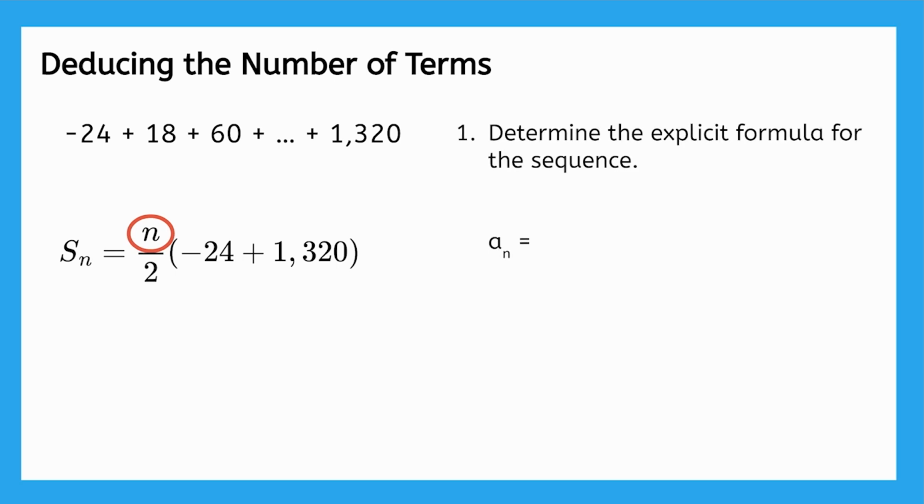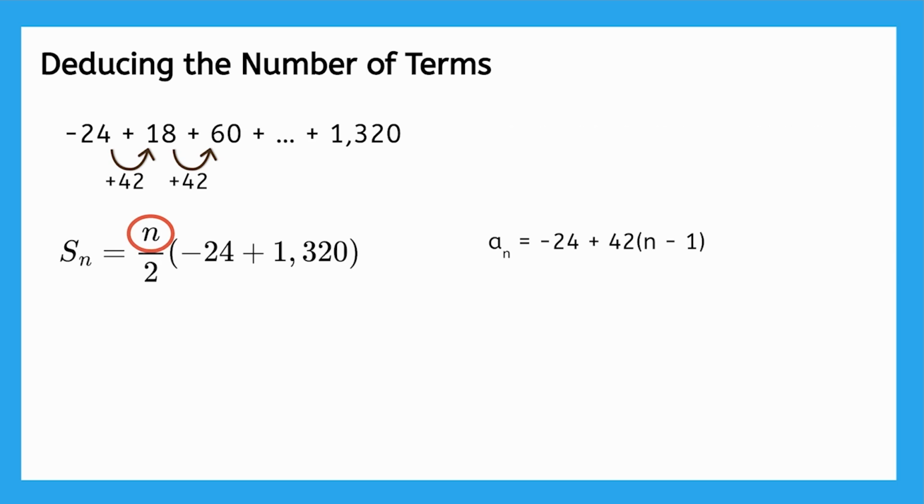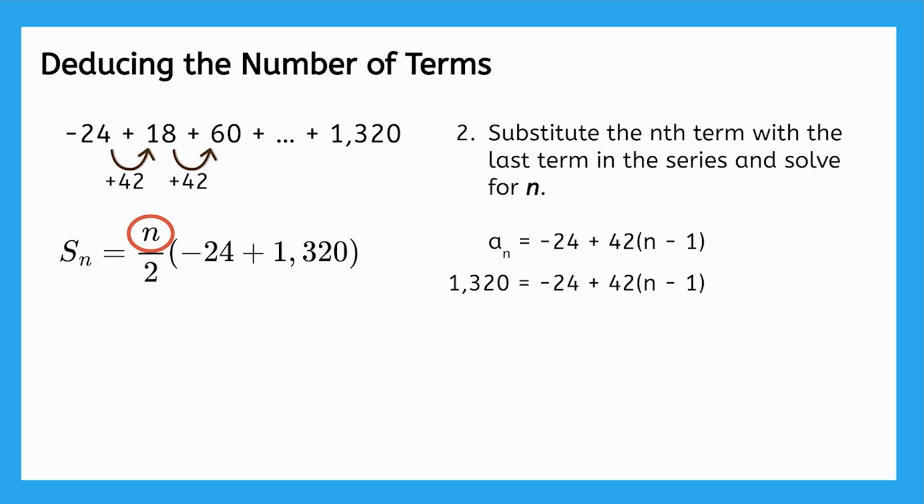First, let's determine the explicit formula for the sequence. The initial term is negative 24, and this seems to be an arithmetic sequence with a common difference of 42. Now that we know the explicit formula, we need to figure out what value of n generates that last term, 1,320. To do that, we can substitute the nth term with that last term in the series, then solve for the term number n. Go ahead and work that out now in your guided notes.